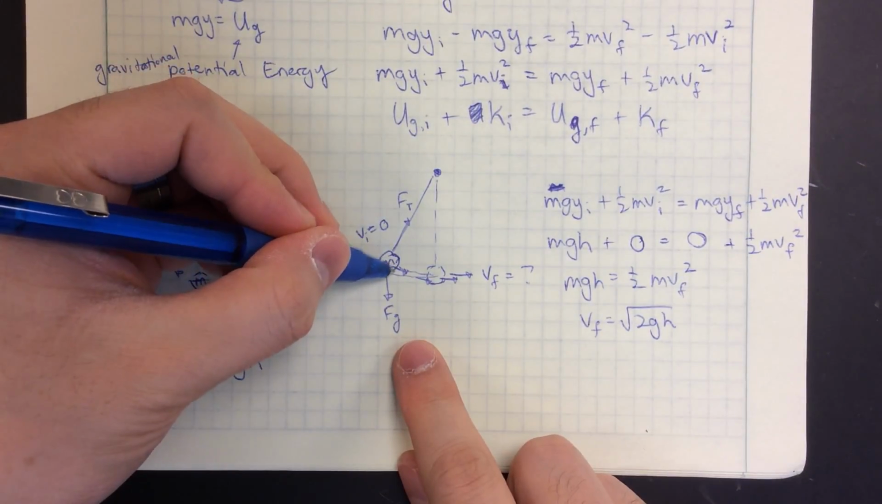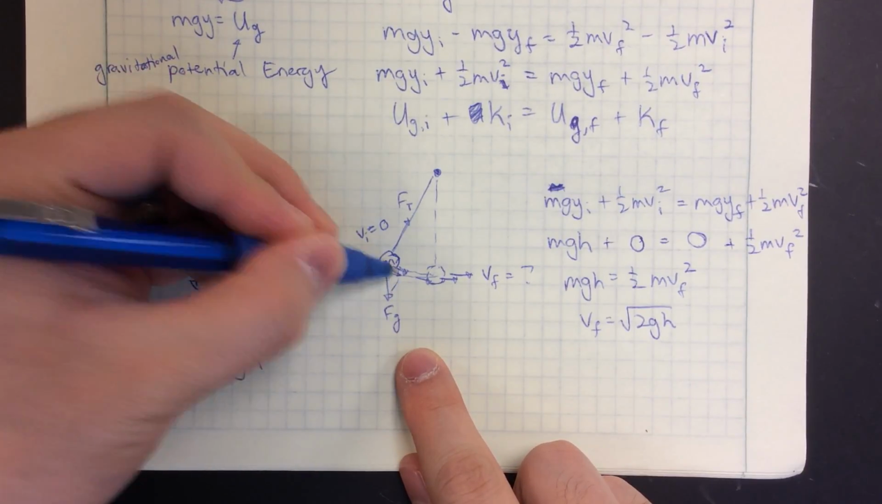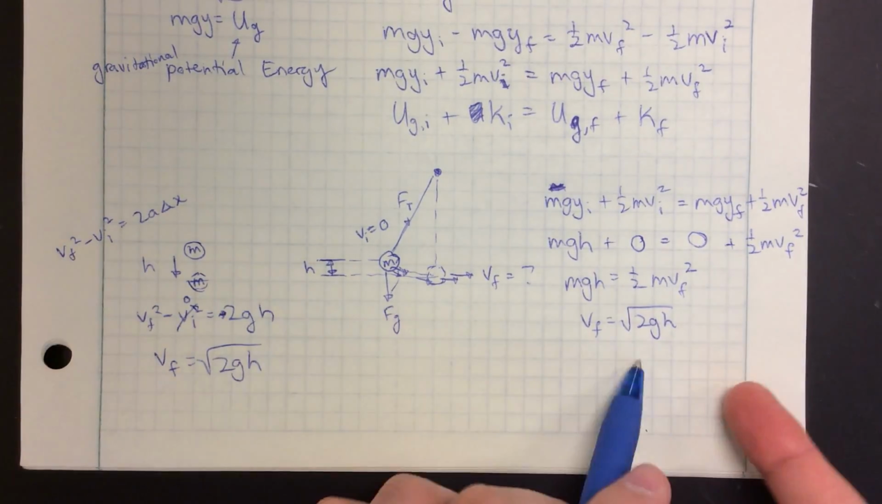Whereas gravity is not perpendicular to the velocity. You have a component of gravity that is in the direction of the motion, which is speeding it up. So gravity is doing work on the ball, but your tension is not. Your tension is always perpendicular to it. Yeah. And so gravity leads to this.